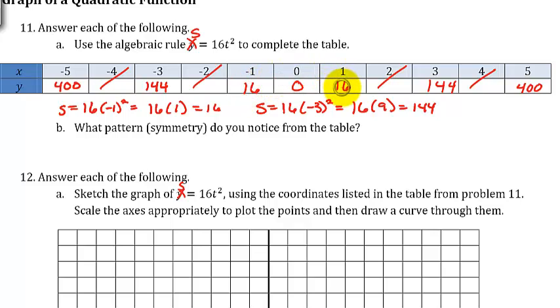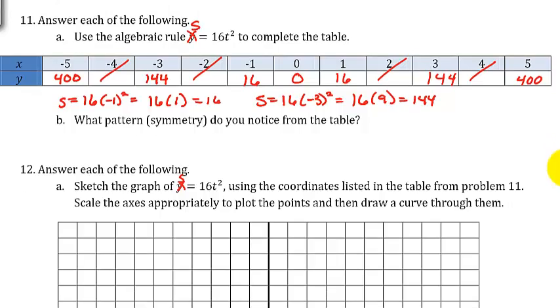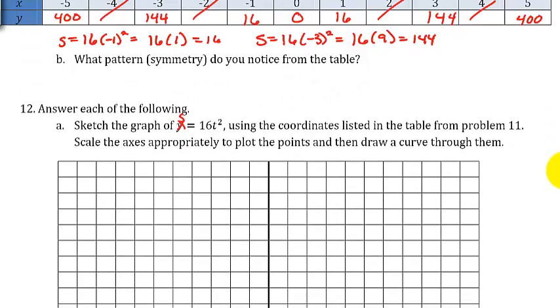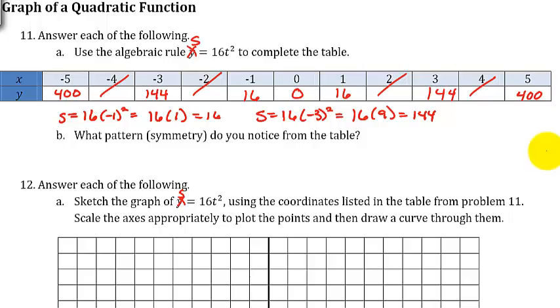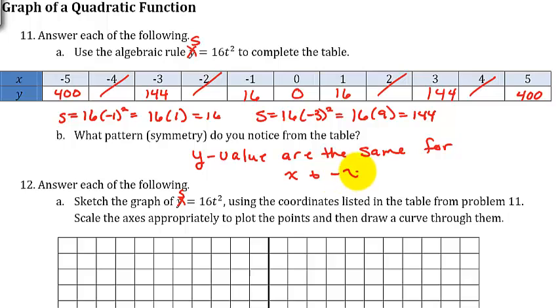So notice, when t is -1, we get +16. When t is +1, we get +16, and then the 3's match and the 5's match. And so these graphs have a particular type of symmetry. So what kind of symmetry do we notice? Y values are the same for, we could say, x and negative x.